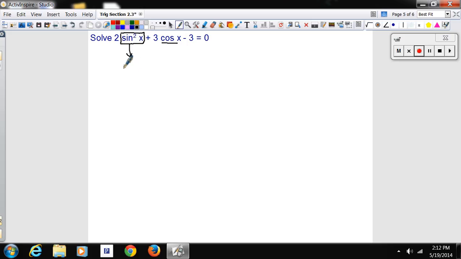So in this case, I'm going to put in 1 minus cosine squared. That's what sine squared equals. And then I'm going to bring down my 2. I'm going to bring down my 3 cosine. And I'm going to bring down my negative 3. So I just took this out and I wrote this in its place. Now how do I solve this?